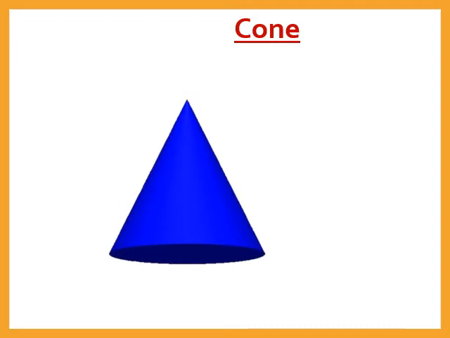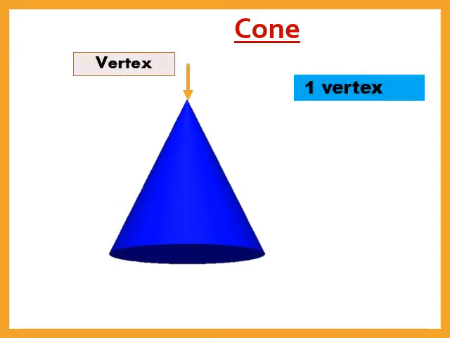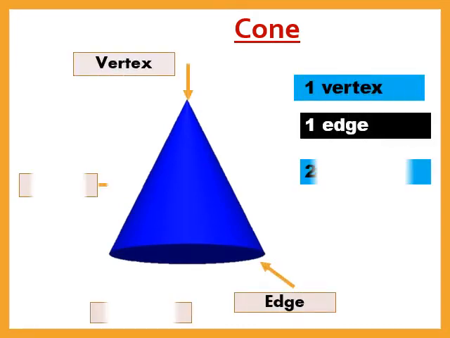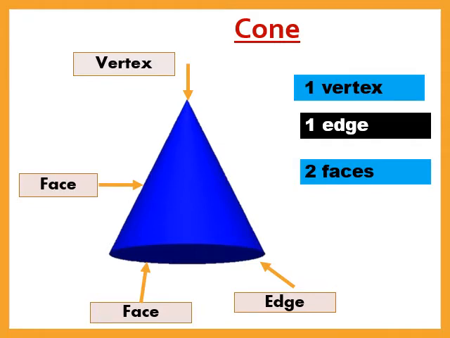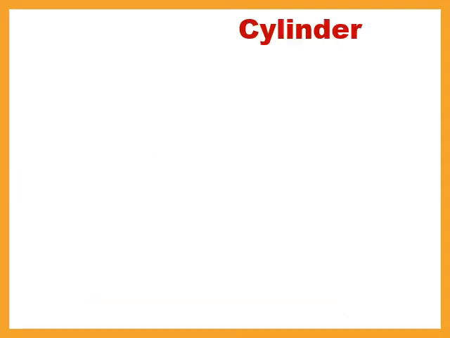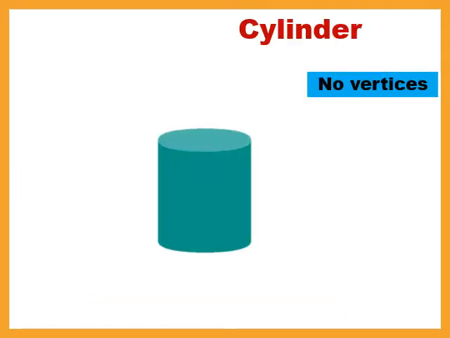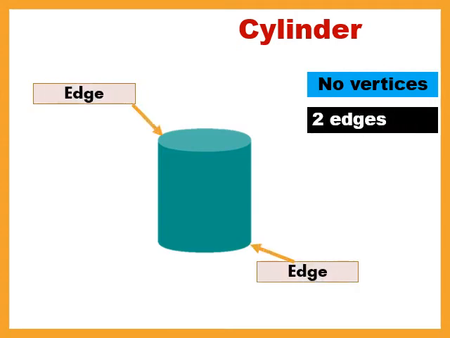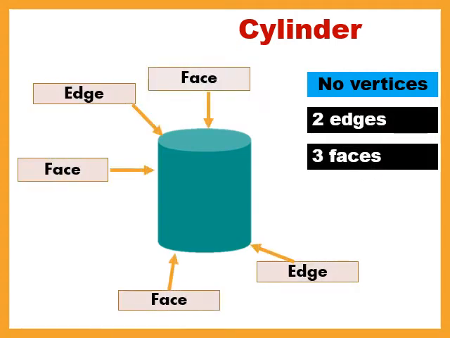This is a cone. A cone has one vertex, one edge and 2 faces, one curved face and one flat face. This is a cylinder. It has no corner. It has 2 edges and 3 faces. Few objects that have the shape of a cylinder are candle, battery cell, Coca-Cola can, gas cylinder, etc.